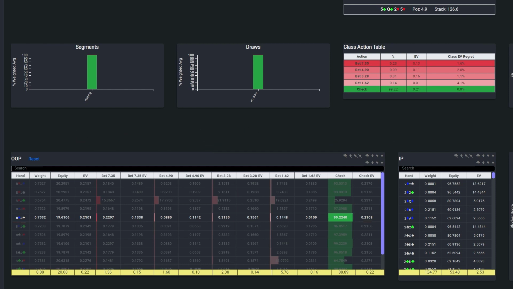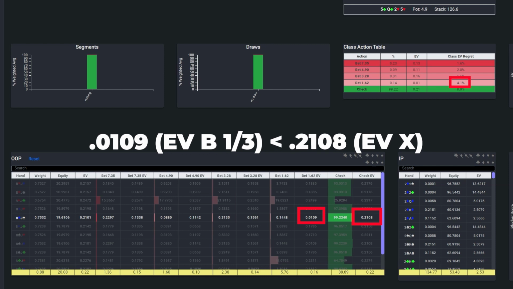In contrast, we see that the EV regret for betting third pot is 4.1% of the pot, which is due to the fact that the EV of betting one third pot is significantly lower than the action with the highest EV, in this case checking. This means that the amount that we should expect to lose on average for betting third pot instead of checking would be around 0.2 big blinds against a GTO opponent.